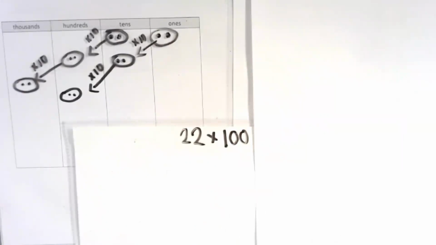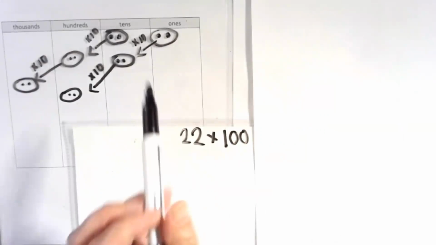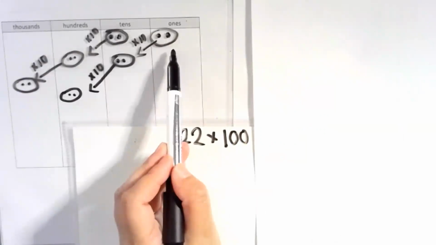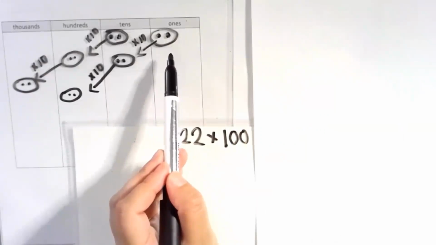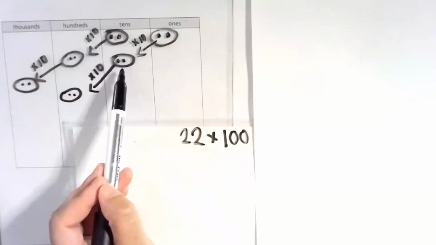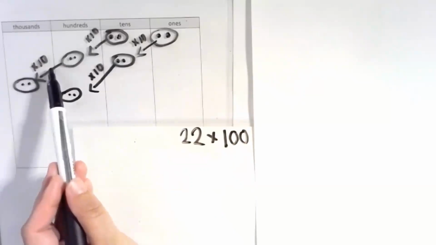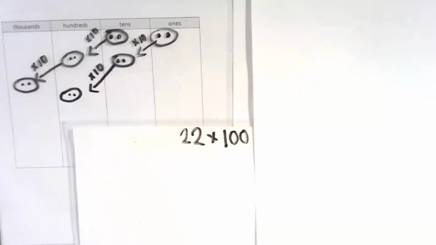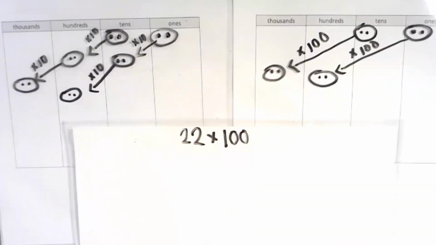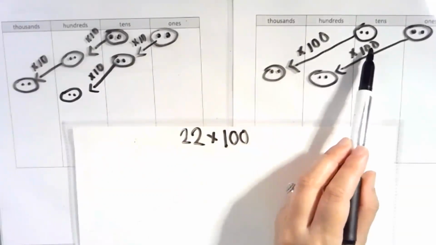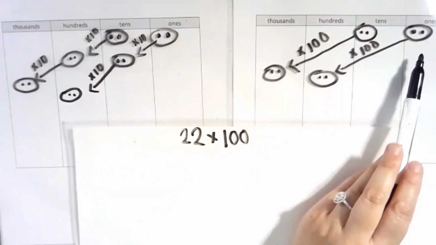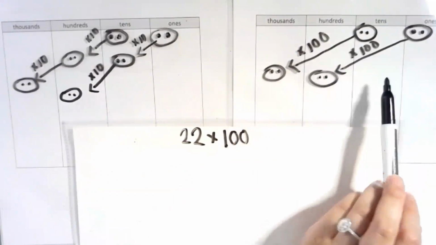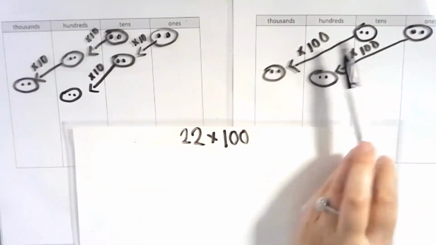Welcome back. How'd you do it? Here you can see I drew 2 tens and 2 ones. And then I showed times 10, and then I multiplied times 10 again. Another way I drew is like this. Here you can see I drew 2 tens and 2 ones, and I showed times 100 by moving 2 place values to the left.